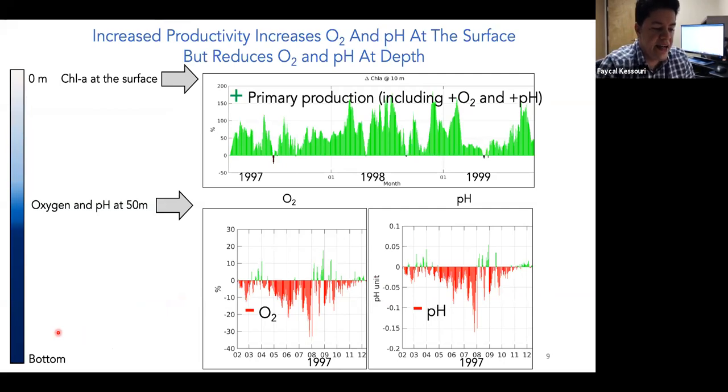So when we look at the percentage of change of chlorophyll concentration over a few years, we saw that we have an important increase of chlorophyll concentration because of the increase of productivity. I'm not showing it here, but we are also seeing an increase of surface oxygen and pH because of photosynthesis. And when we go a little bit deeper at subsurface, just below the euphotic zone, you see that we decrease the concentration of oxygen and we decrease also the pH.